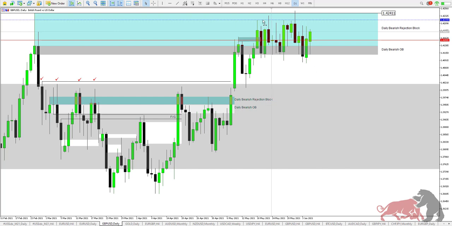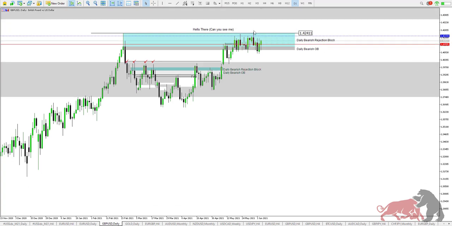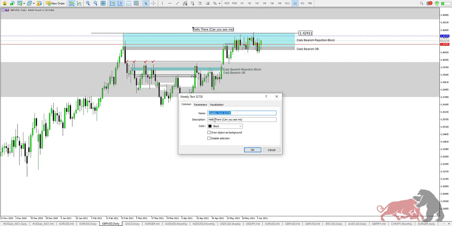So with that in mind, expect a low. Can you see me there? So this was buy side liquidity in the form of buy stops. Now this is external range, right? We had external range liquidity in the form of buy stops above 1.4241 from last week, which was our entry point to the downside.